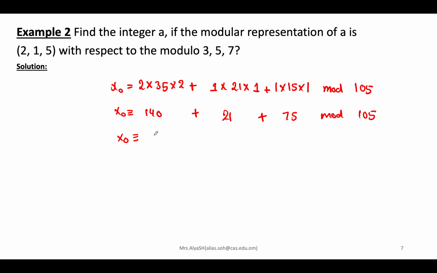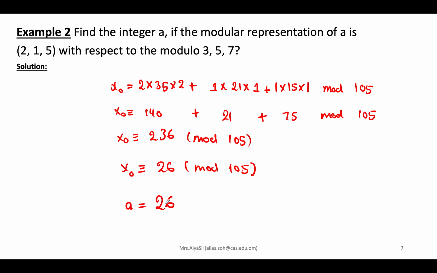So x naught is congruent to 236 mod 105, and from here we got that x naught is congruent to 26 mod 105. So a is equal to 26.